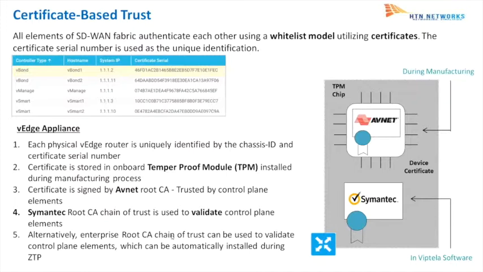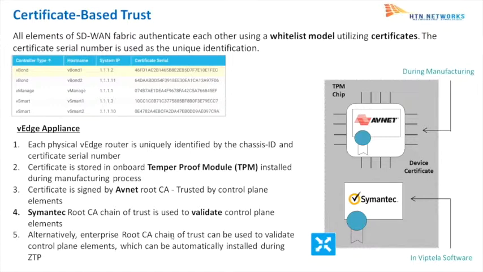So when a vEdge appliance comes up on the network, one thing which is unique about the Viptela vEdge router is that it has a TPM chip on the router. TPM means tamper-proof module. It's a chip that is basically installed on the router during the manufacturing process, and it has a certificate stored in that chip.